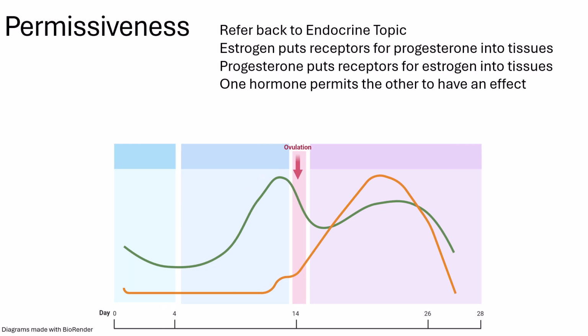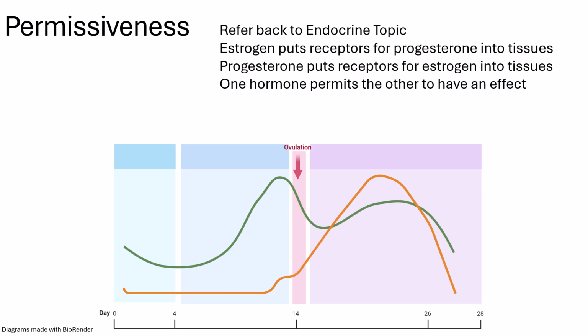Permissiveness was a topic that we saw back in the endocrine system. At very high levels, the thyroid hormones inserted receptors for epinephrine into cardiac muscle tissue. So the body wasn't creating more epinephrine, but this made the myocardium of the heart more responsive to already circulating epinephrine levels. This permission that the thyroid hormone gave to epinephrine generated the high heart rate associated with hyperthyroidism. Estrogen and progesterone do the same thing to each other.